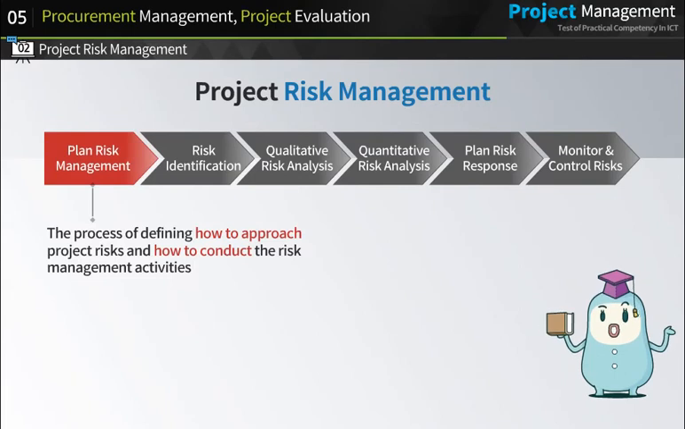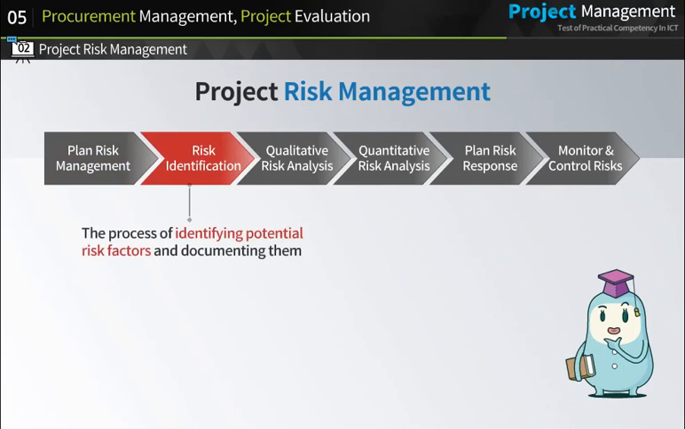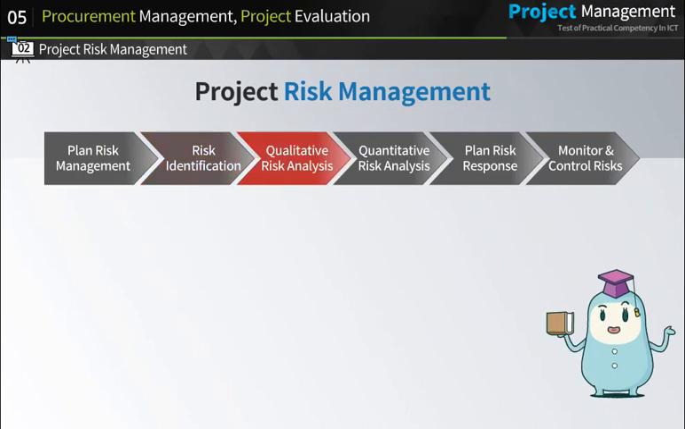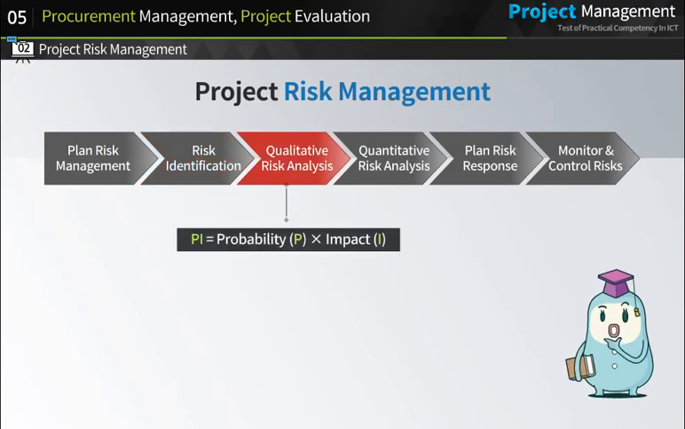First, planning project risk management is the process of defining how to approach project risks and how to conduct the risk management activities. Second, identifying risks is the process of identifying potential risk factors and documenting them. Third, performing qualitative risk analysis. This involves the probability impact matrix, which assesses the probability of each risk occurrence and its impact on project objectives.